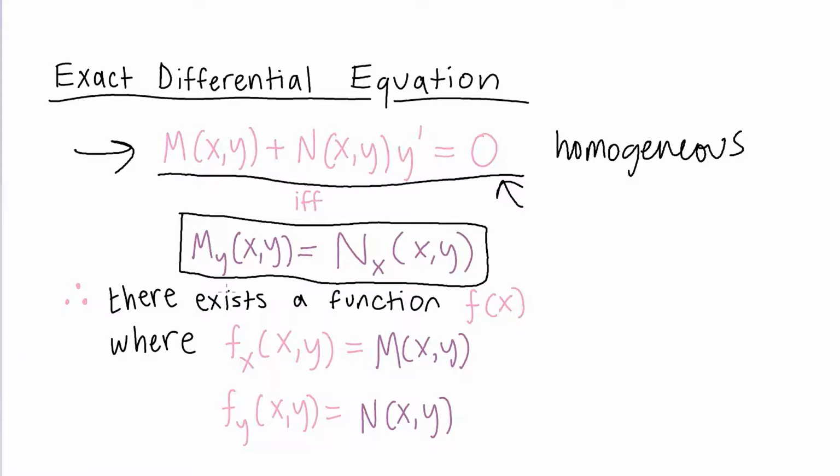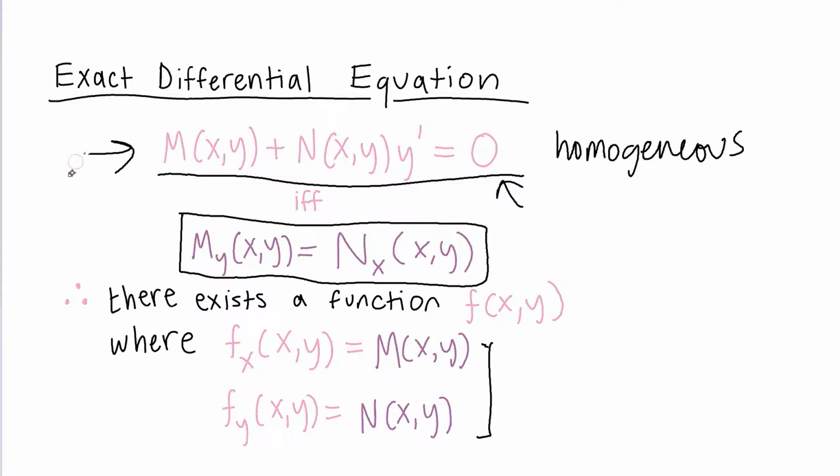This equation is exact if and only if M_y equals N_x, such that there exists a function. Oh wait, this is incorrect. I wrote this incorrectly. Sorry. Let me fix this really quick. Notation is important. So that there exists a function f of x and y, where the partial of f in terms of x is equal to M, and the partial in terms of y is equal to N. So if we look back to our original equation, this last part here means this.